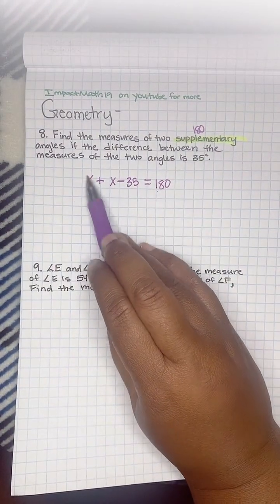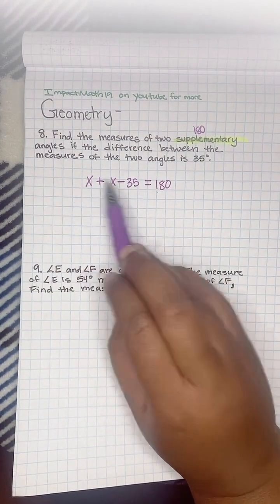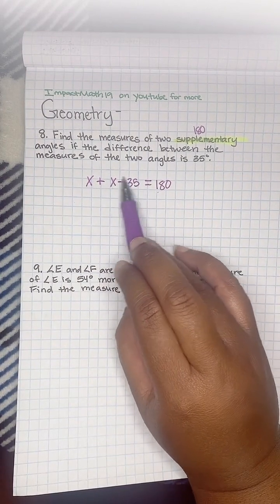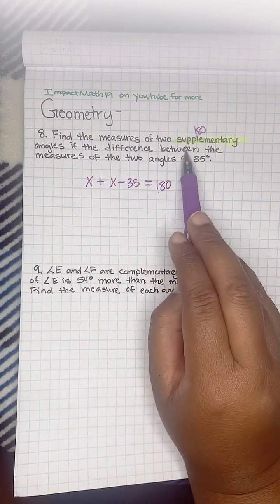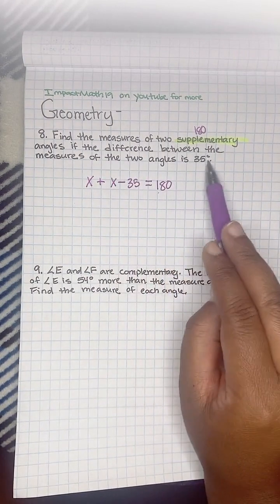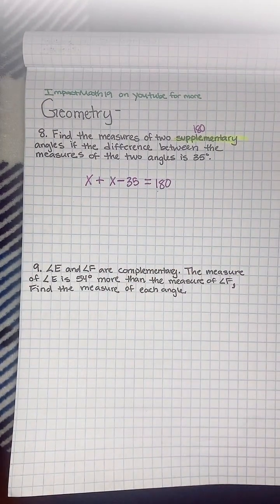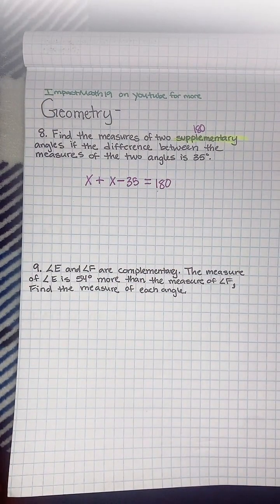So this is my first angle, which I don't know. This is my total second angle, because it says the difference between the measures of the two angles is 35. Someone asked, why didn't you divide by 2 on the previous problem? Okay, Percy, let me finish this one and then we'll go back.